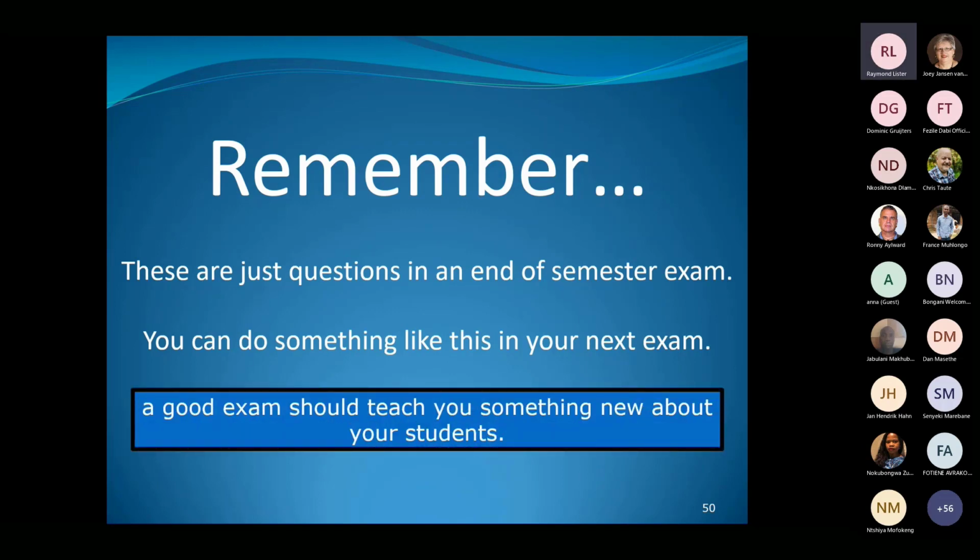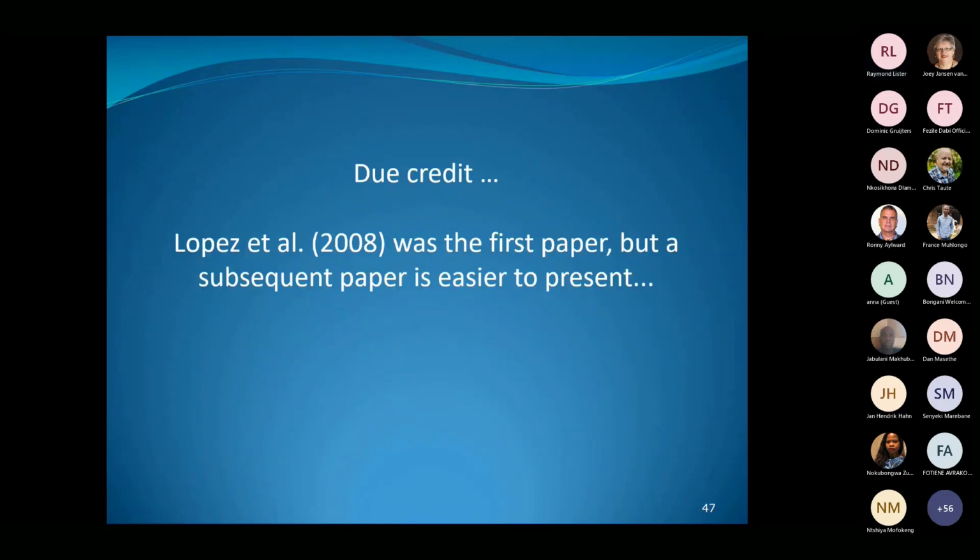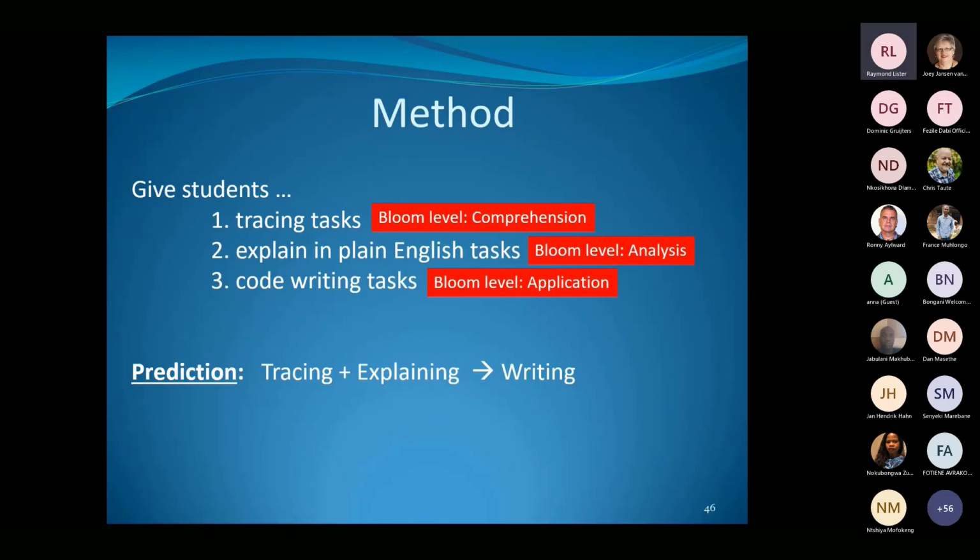I just want to repeat my slogan from earlier. A good exam should teach you something new about your students. It's not just a way of assigning a point score to students. It should teach you something about how your students are learning. And usually, to back up just for a second, most of our analysis boils down to giving different types of tasks to students and then analyzing, well, they can do well on this, but they can't do well on that. It's comparing their performance on one task with another.